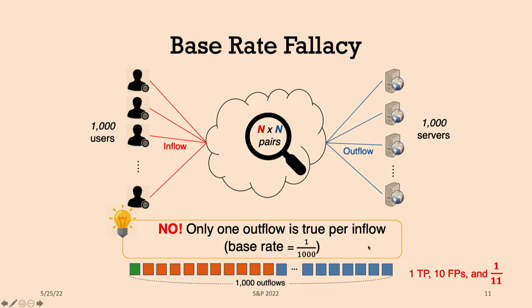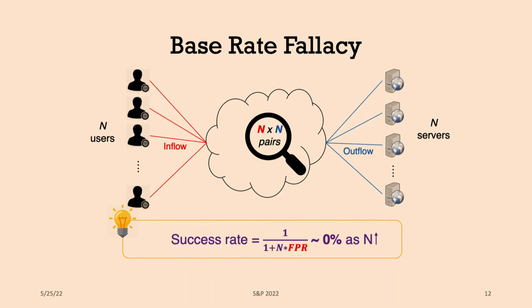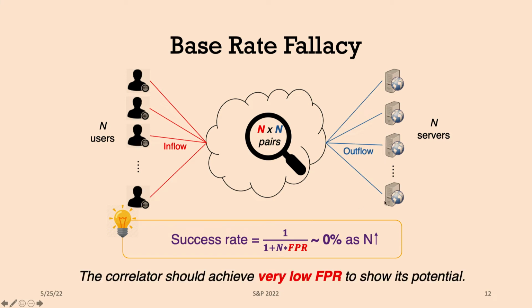So that being said, the actual success rate will be 1/11, which is pretty low. So when n increases, the number of connections I'm investigating, the success rate will approach 0. Such a pairwise-based learning setting makes the feasibility of flow correlation much harder. So the correlator should achieve a very low false positive rate to show its potential.